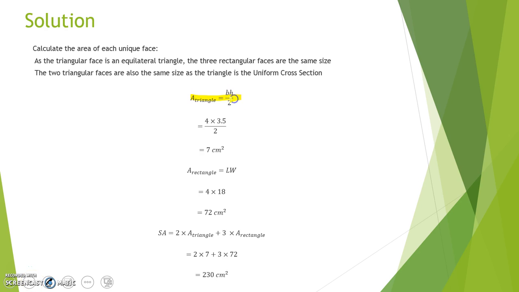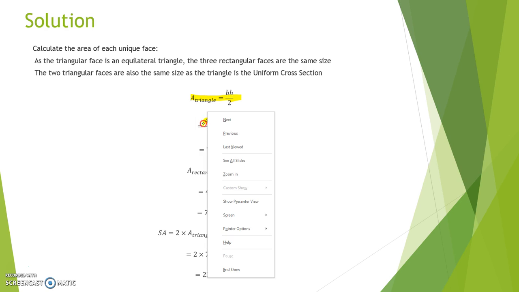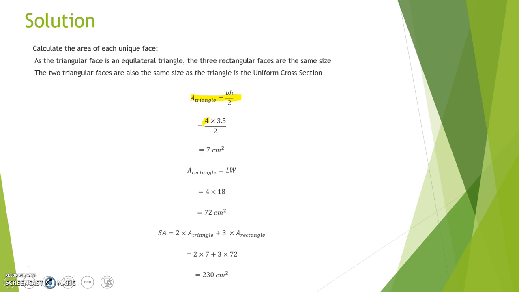So area of a triangle is base times height over 2. We substitute in the base of 4, that's the equilateral sides, and the height of 3.5. Work that out: 4 times 3.5 divided by 2 is 7 square centimeters. Notice this time I'm working out each individual shape separately. So then we have our rectangle, length times width.